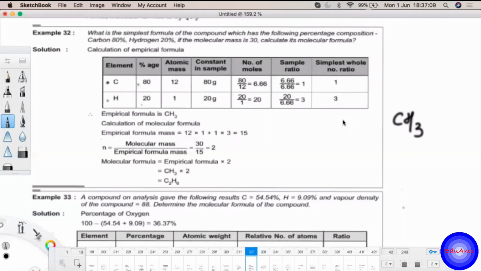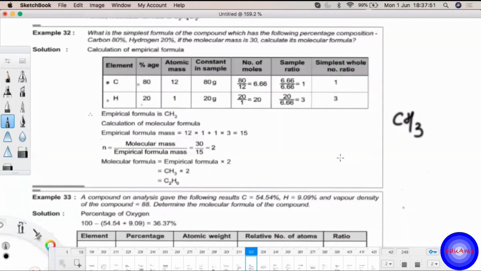Is everyone following or not? People, I want you to drop a message if you understood. Yeah, that is okay. Now, in the question, you have been asked to calculate the molecular formula. Okay, so let's proceed to molecular formula.